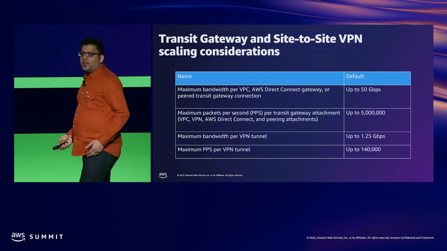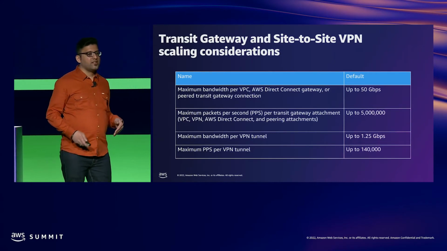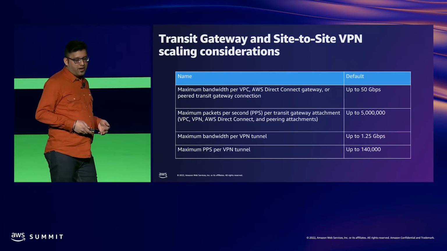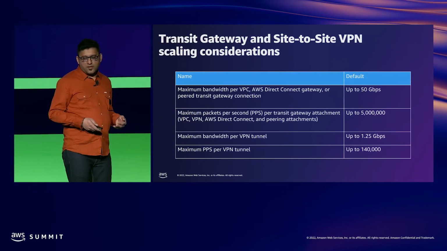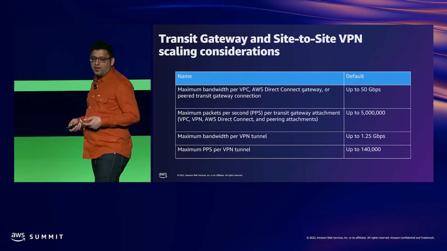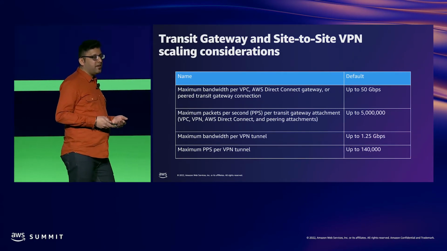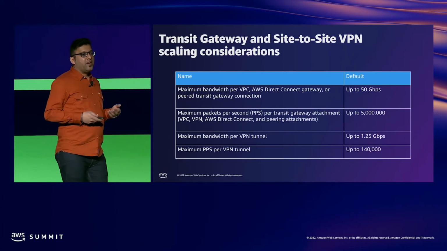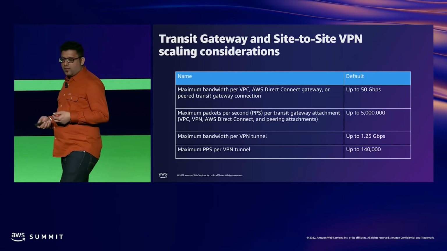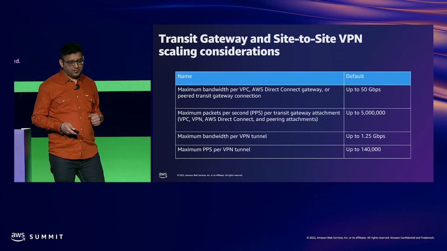So as you are building your hybrid connectivity using VPNs and Transit Gateways, there are some scaling considerations you should keep in mind. One of the key considerations is the packets per second limit. For your VPC, VPN, Direct Connect and peering attachments, we support 5 million packets per second. And each VPN tunnel supports up to 140,000 packets per second.